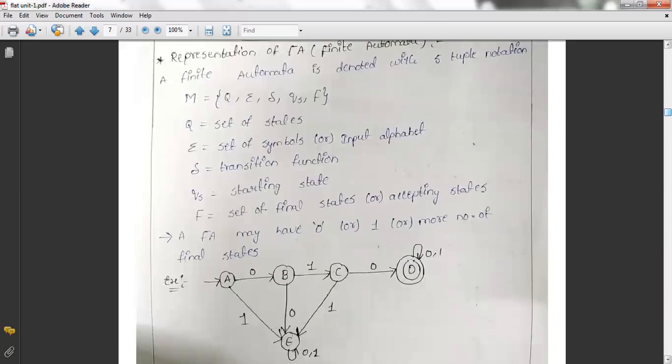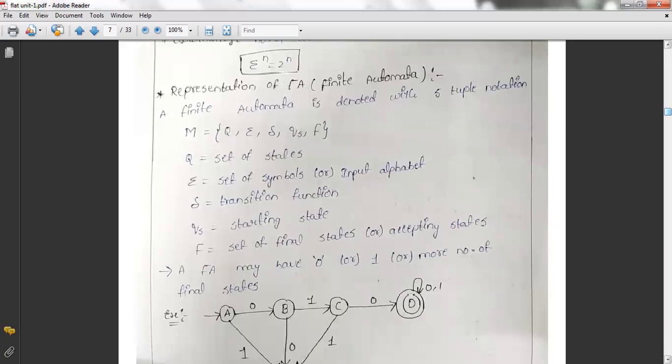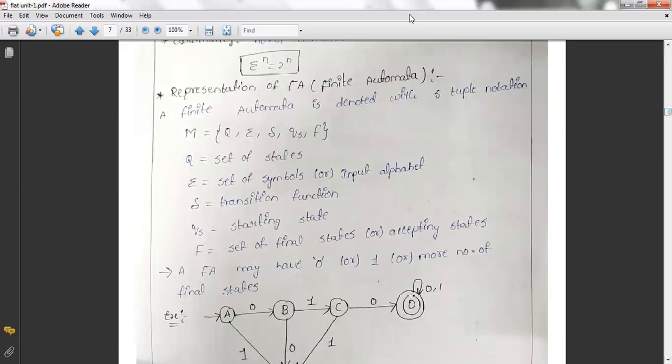So the next topic, the representation of the finite automata, will be continued in the next session.